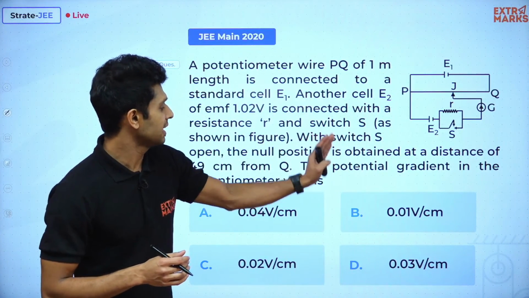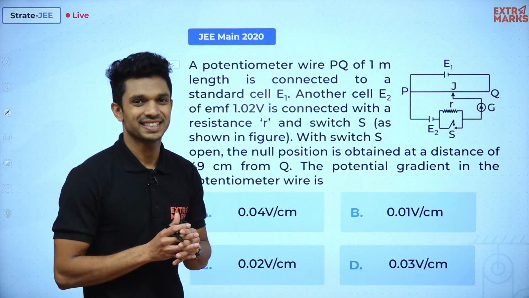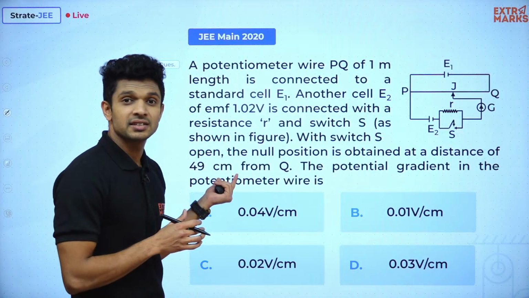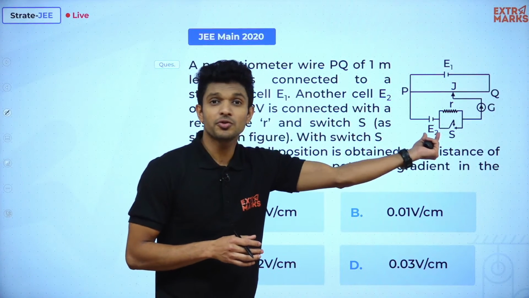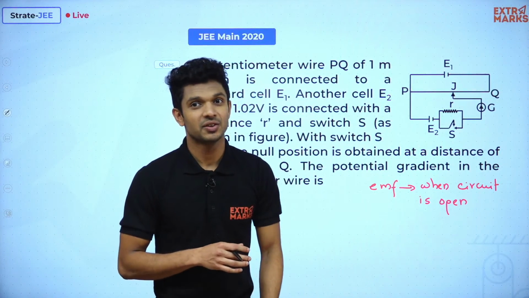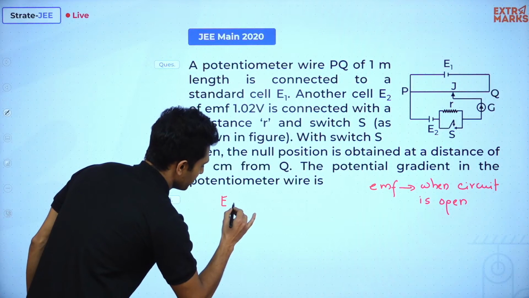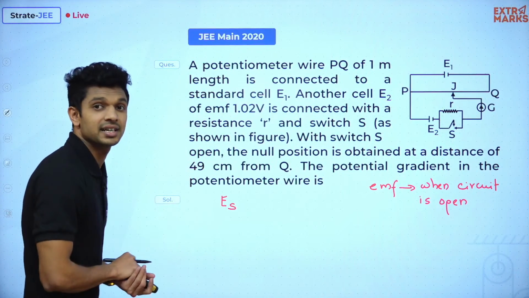The potential gradient in the potentiometer wire is. This was one of the simplest questions, right? Null point length is given, right? EMF of the cell is actually given in the secondary circuit, right? Potential gradient. What is the simple formula? EMF in the secondary circuit. So I have written as ES.